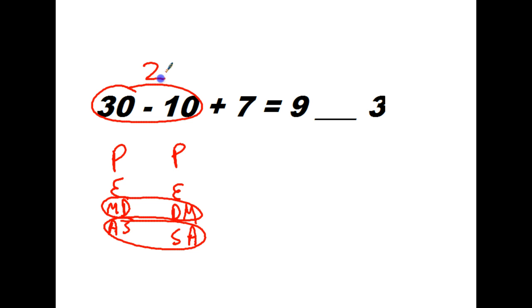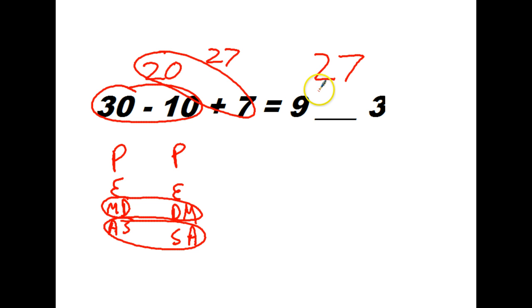30 minus 10 is 20. 20 plus 7 gets me to a 27. So this side also has to equal 27. 9 something 3 equals 27. Since it's bigger than my 9, I'm getting bigger as I go, so I'm either multiplying or adding. 9 plus 3 is 12. Doesn't work. 9 times 3, 27.